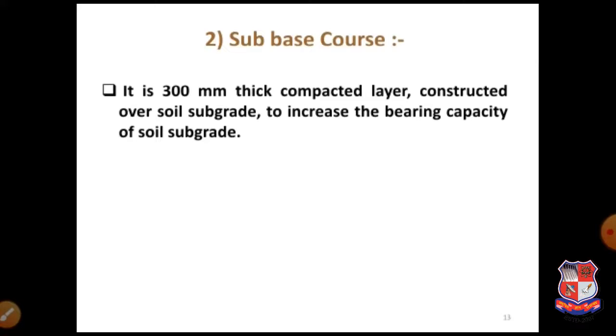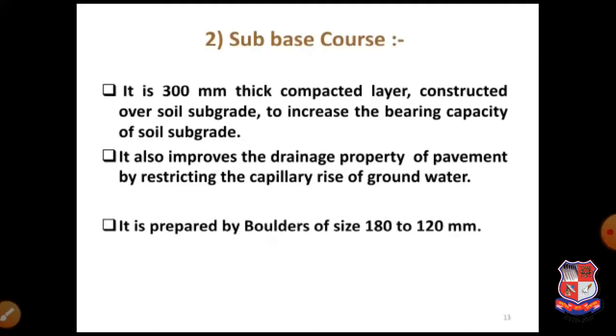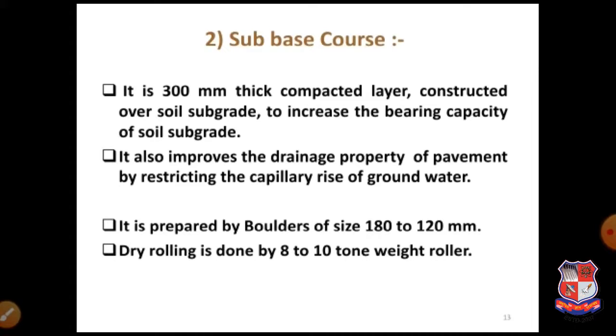Sub-base course is a 300 mm thick compacted layer constructed over the soil subgrade to increase the bearing capacity of the soil subgrade. It also improves the drainage property of the pavement by restricting the capillary rise of groundwater. Capillary means Kesakarshan. It is prepared with boulders of size 180 to 120 millimeter. Boulders are large size stones. Dry rolling is done by an 8 to 10 ton weight roller.